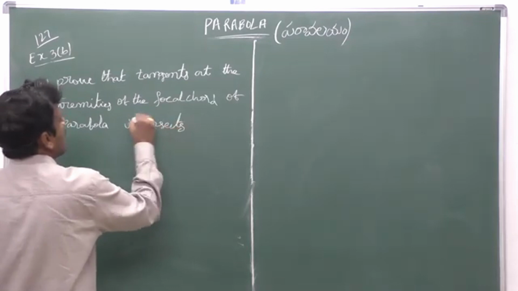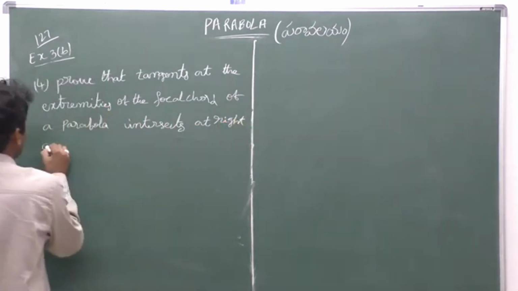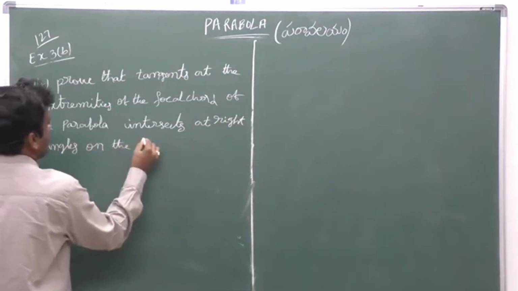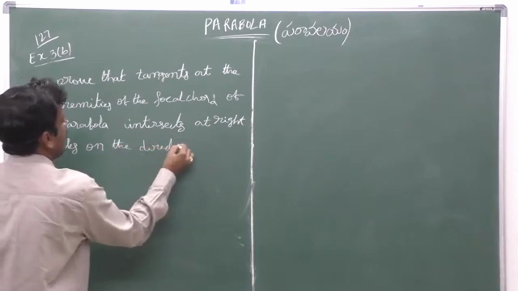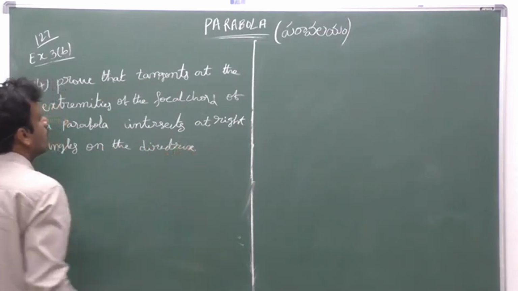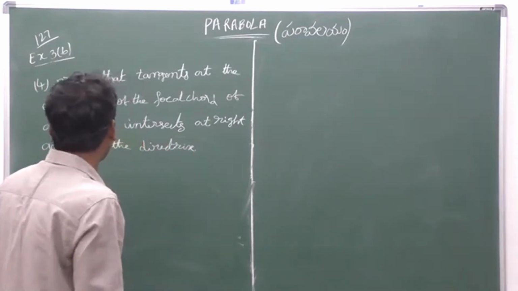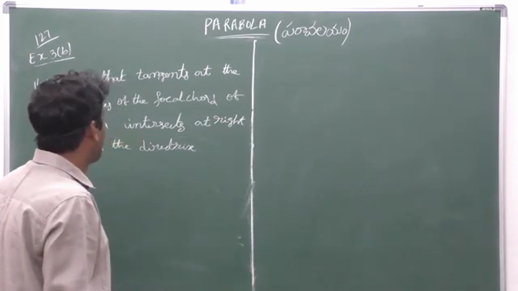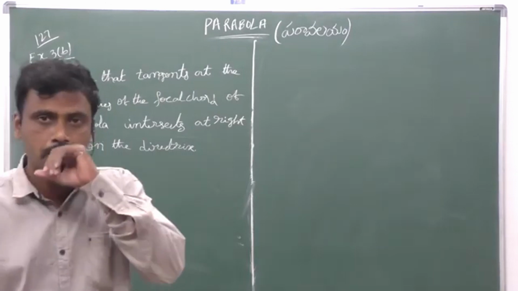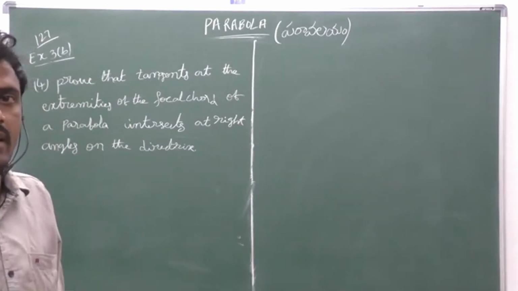Intersect at right angles on the directrix. Prove that the tangents at the extremities of the focal chord of the parabola intersect at right angles on the directrix. Okay, right angles on the directrix.